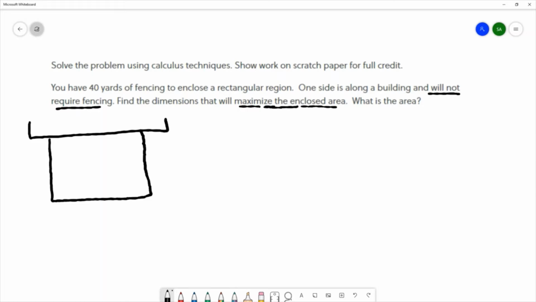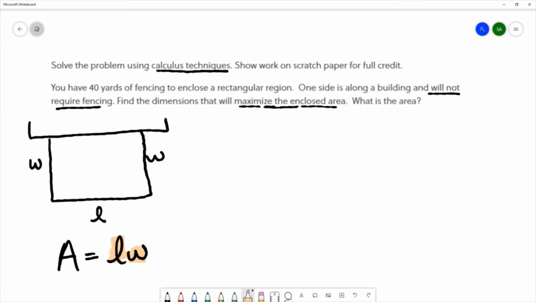So I'm going to label the sides of our rectangle with W and with length, and the area of this enclosed region would be length times width. So this is our primary equation, and this is the equation that I want to do the calculus techniques on. But at the moment, I have too many variables within my equation. So I want to use other information in the question to try to reduce the number of variables.